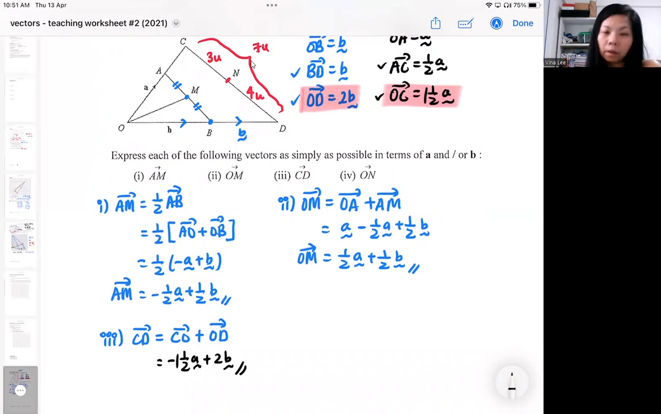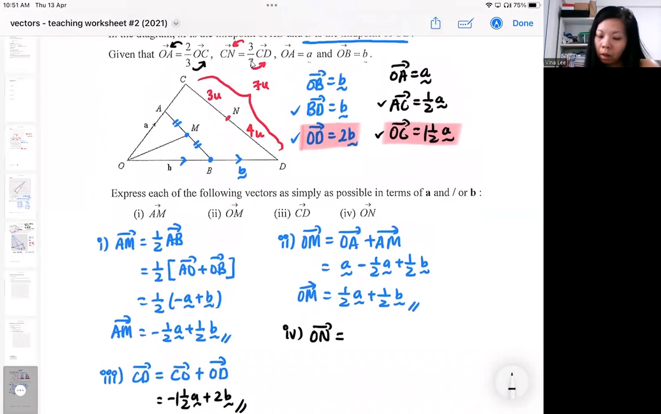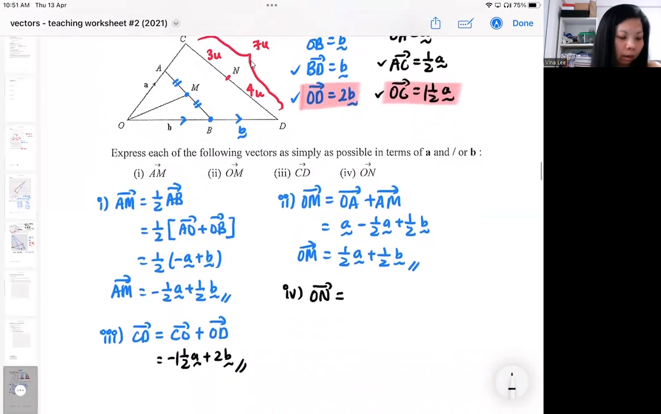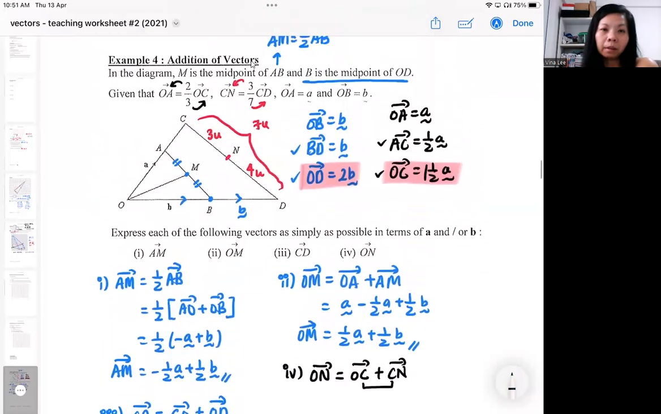Okay, so it's a lot of filling in the blank, including the last part, ON. So ON is sometimes a bit more confusing. ON will be OC plus CN. Okay, it does match a filling in the blank. But then maybe you'll be thinking, so where is my CN?